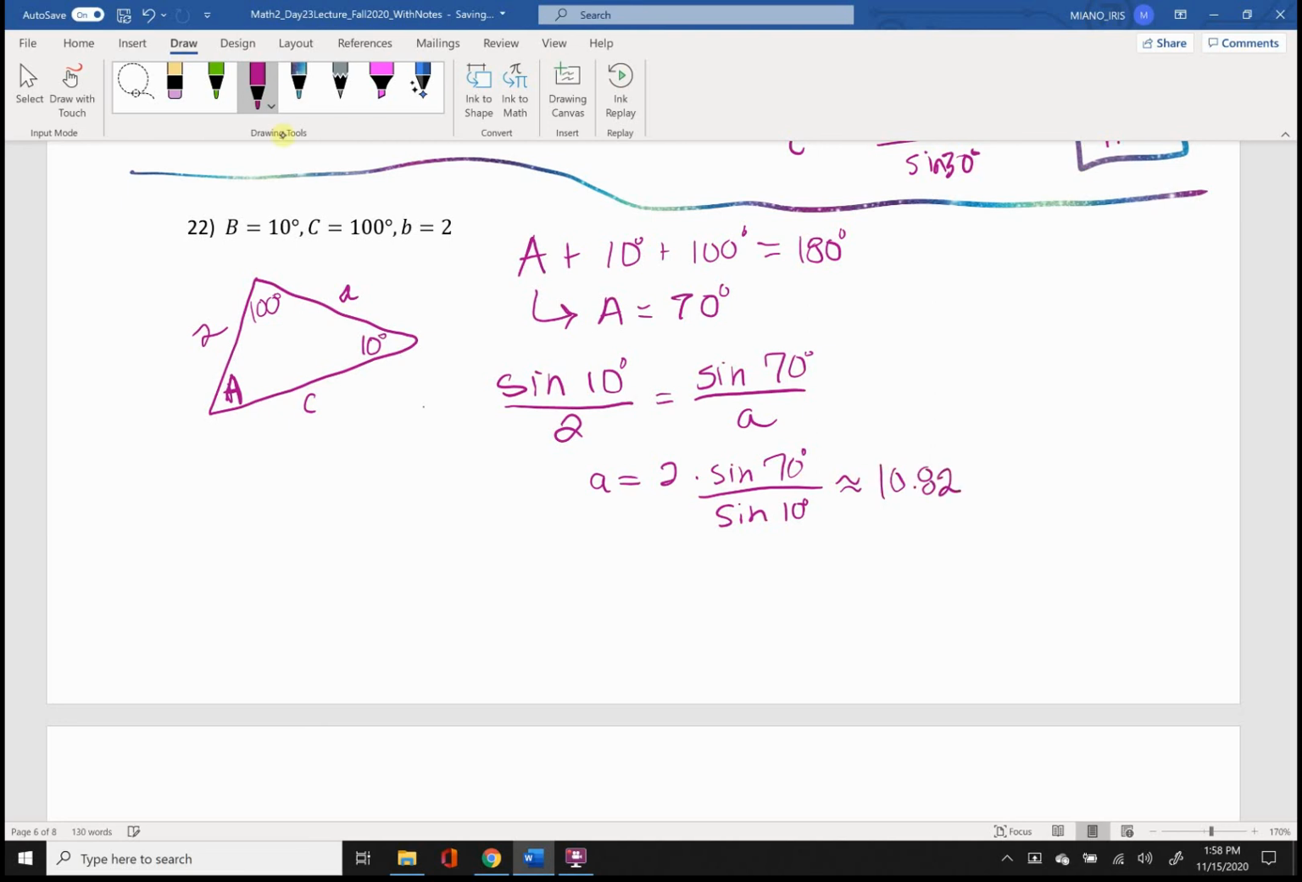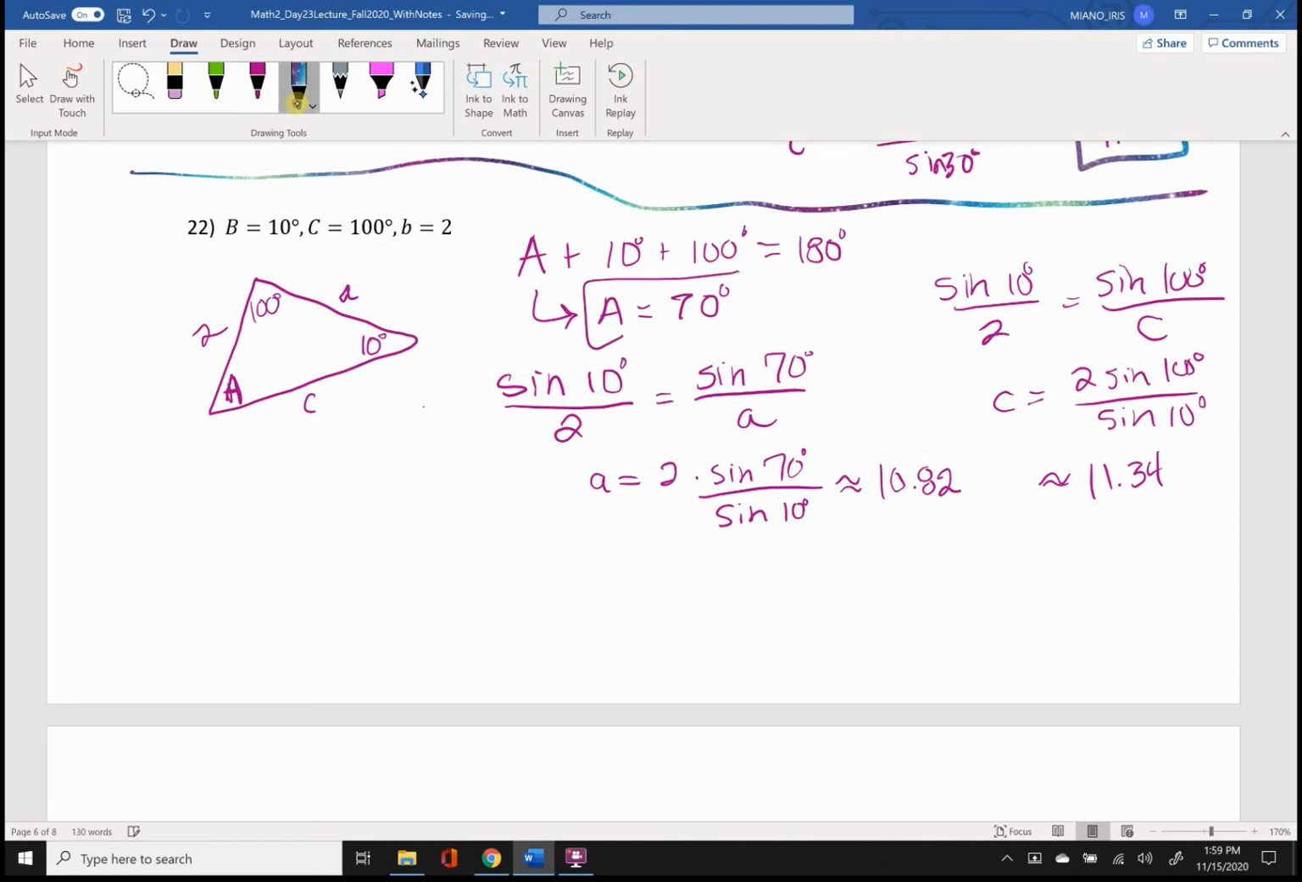Okay, similarly, let's put the law of sines ratio going with the known thing: sine of 10 degrees over 2 is equal to sine of 100 degrees over lowercase c. Cross product, solve for c this time. Therefore c equals 2 sine of 100 degrees over the sine of 10 degrees, and therefore c is equal to approximately 11.34. Cool. Done.